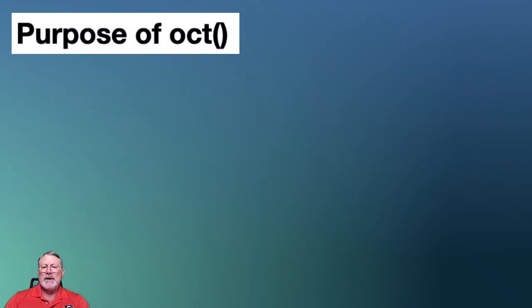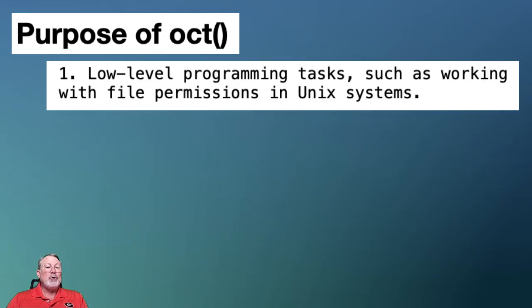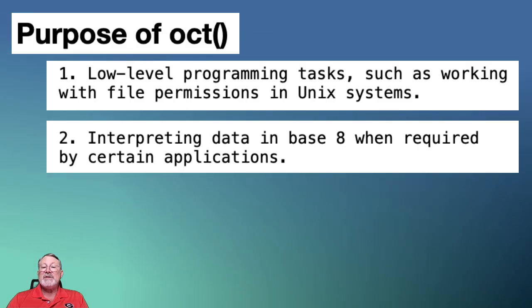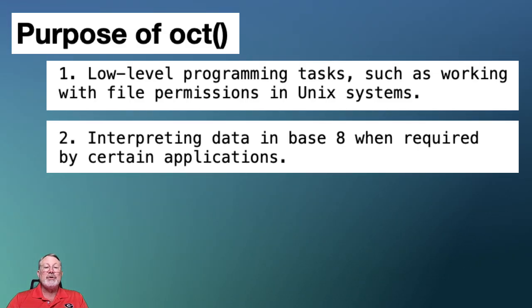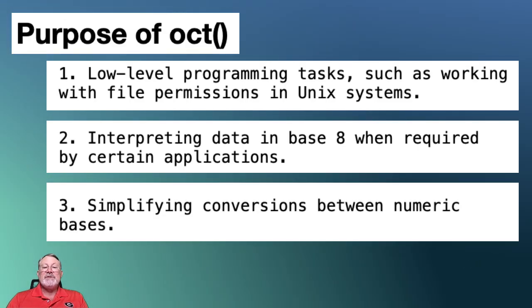So why use oct? It's designed for converting numbers into octal, which is useful in low-level programming tasks such as working with file permissions in Unix systems, interpreting data in base 8 when required by certain applications, and simplifying conversions between numeric bases.